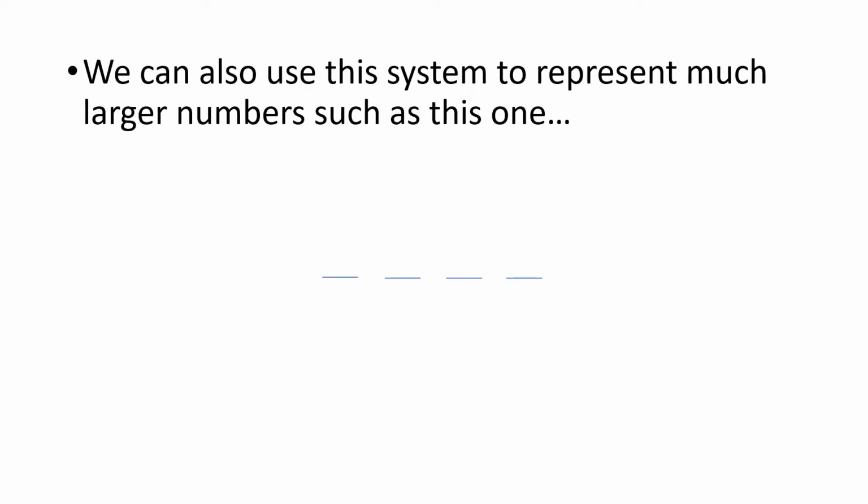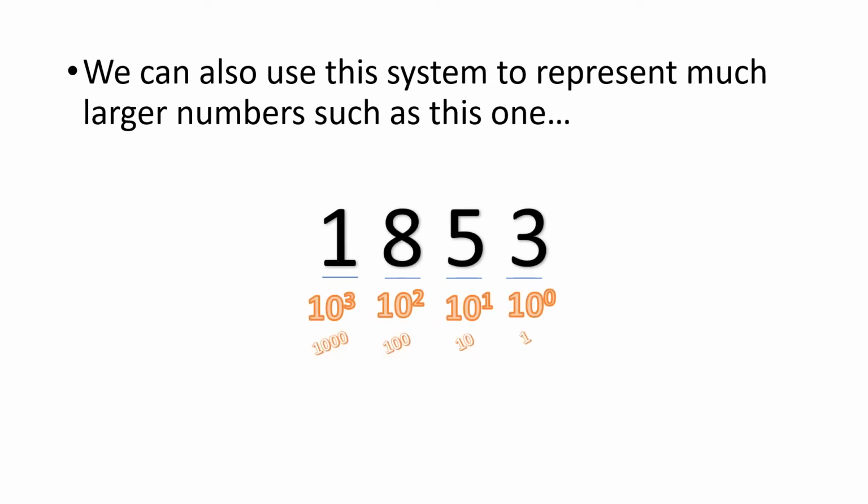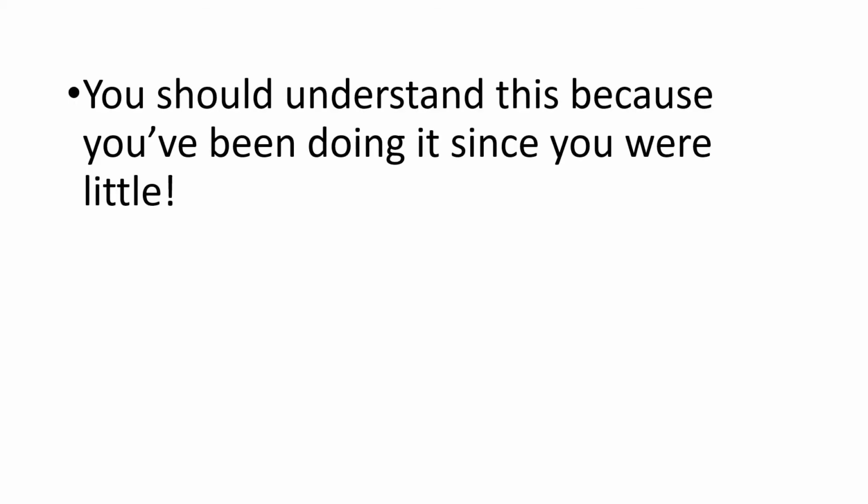We can also use the system to represent much larger numbers like 1853. There's 1 thousand, there's 8 hundreds, there's 5 tens, and 3 ones in this number. So you should understand how this works because you've been doing this since you were little, since you were probably in grade school or even before that.